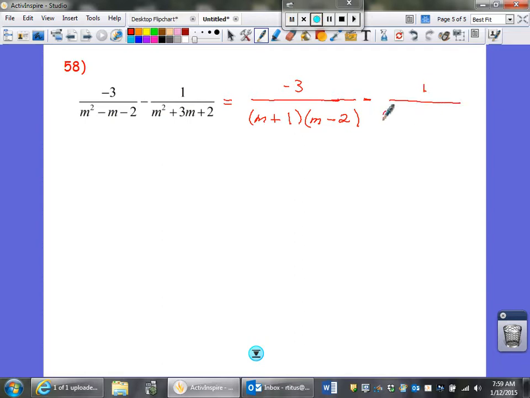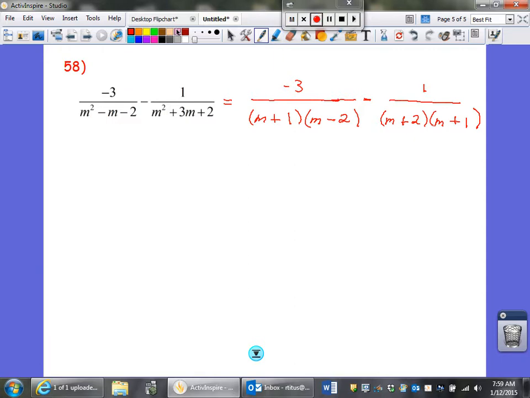We have to set up our parentheses again. Our signs have to be plus and plus. And we'll have to have m times m, and 2 times 1. And 2 and 1 gives us 3 in the middle. So we have to look and see what exactly each fraction needs. At this point, they both have m plus 1s. But this one has an m minus 2 and this one has an m plus 2.